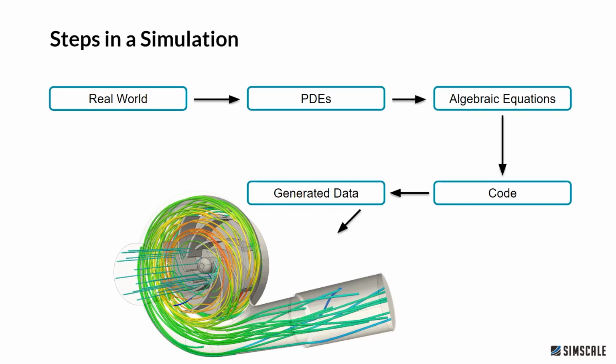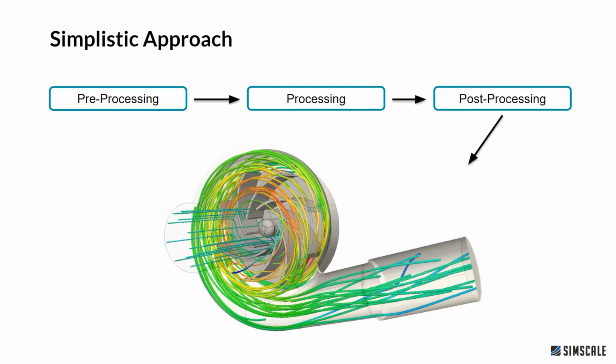To break this down in a more picturesque way, we have the real-world problem transformed into PDEs, then into algebraic equations which can be solved by the computer, which is basically nothing else than code written by the developer, and then this code generates data for us, which we then can process. The more simplistic approach is a 3-step process: the pre-processing step, processing step, and the post-processing step.